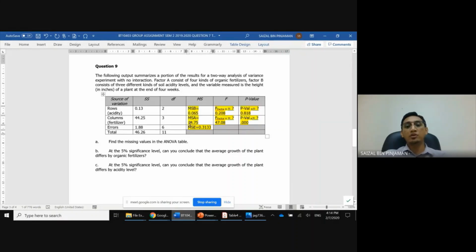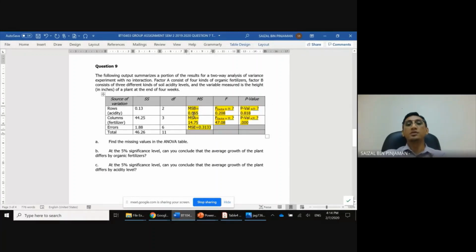We repeat the same procedure. You will be able to construct the mean square for fertilizer, or the mean square for factor A, and the mean square of the error. So 44.25 over 3, we have 14.75. And 1.88 over 6, you have 0.3133.